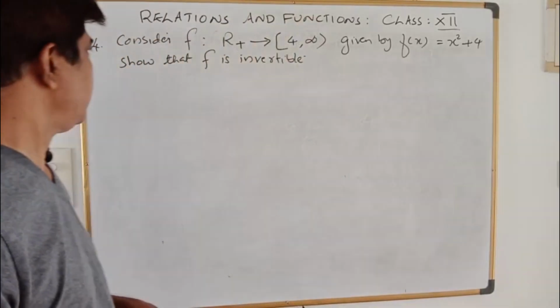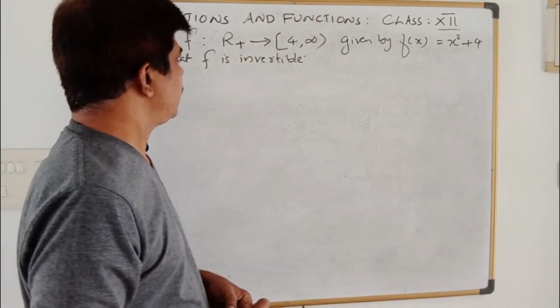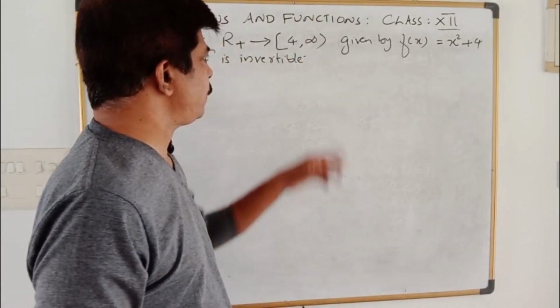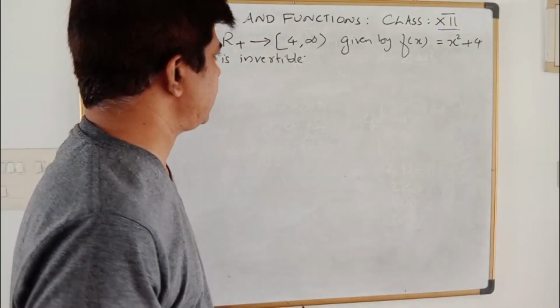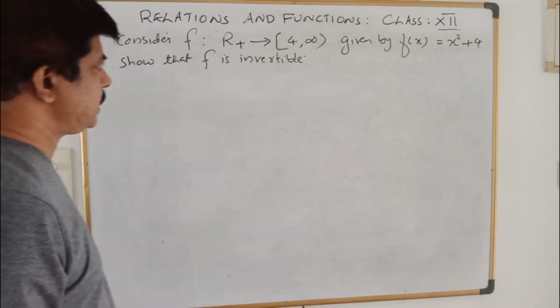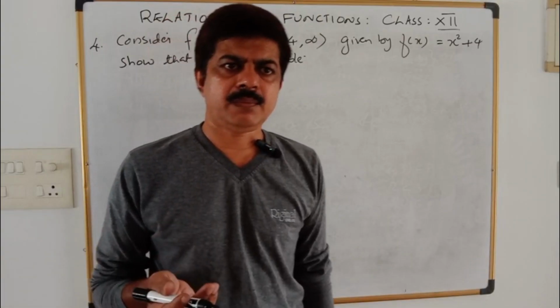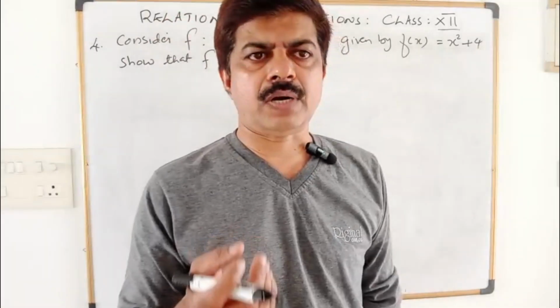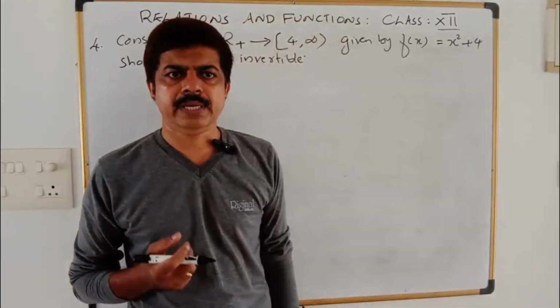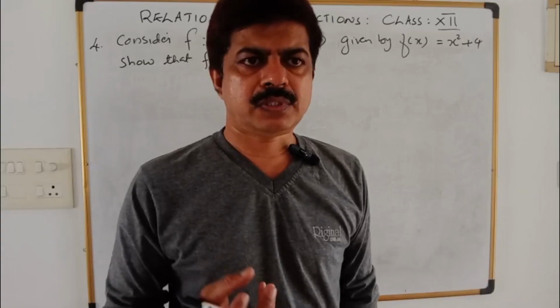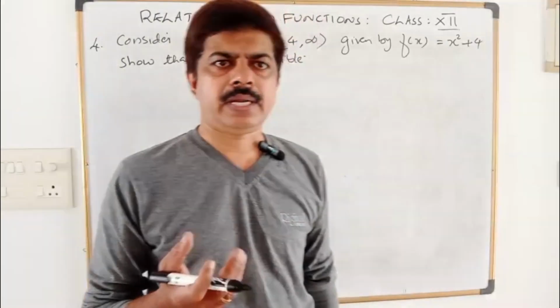Next question, the fourth one. Consider a function from positive real numbers to [4, infinity) given by f(x) equal to x square plus 4. Show that this function is an invertible function. What is an invertible function? If a function is both one-one and onto, it is said to be invertible. We have to check whether the given function is one-one and onto.